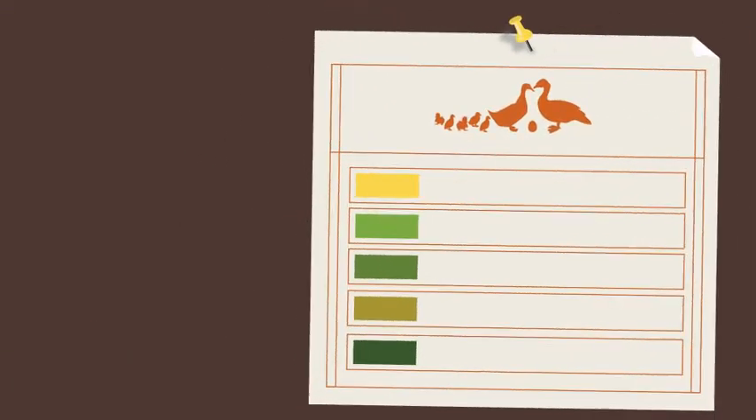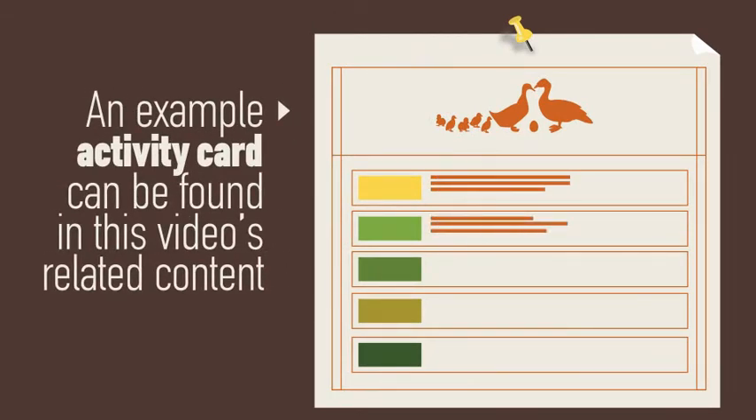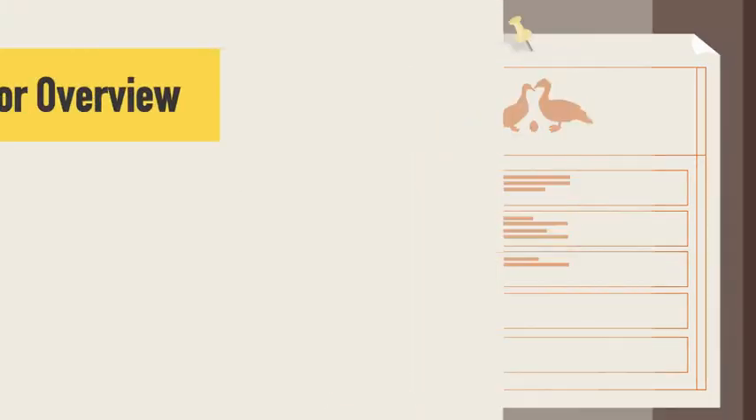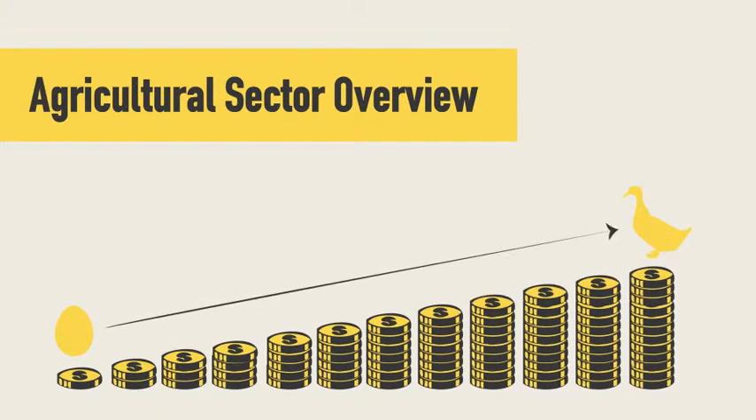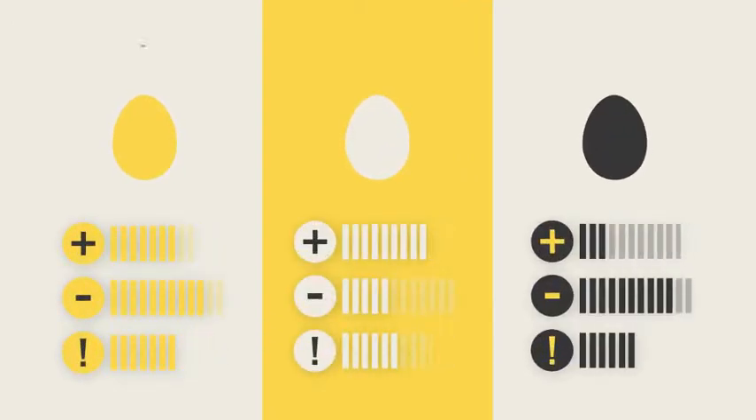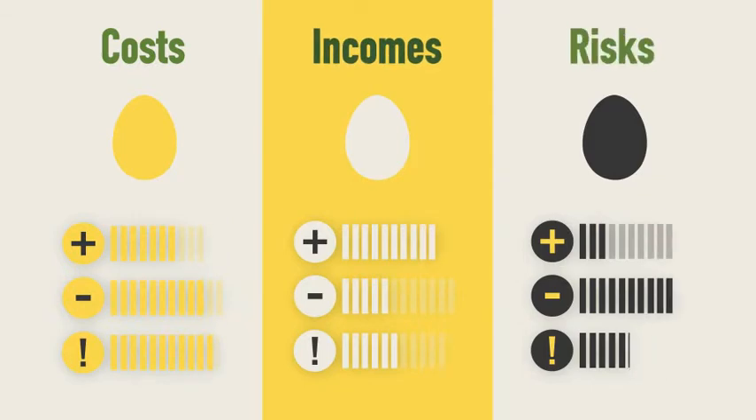Let's break down the various stages of the duck breeding case study as an example. Agricultural sector overview. This section provided an overview of the duck breeding business. AMRET noted that there are 3 types of duck breeding enterprises, each facing different costs, incomes, and risks.